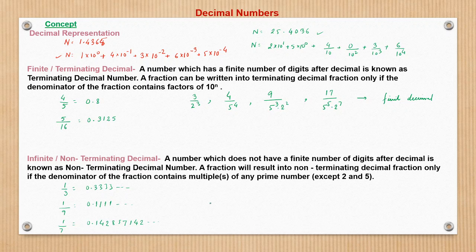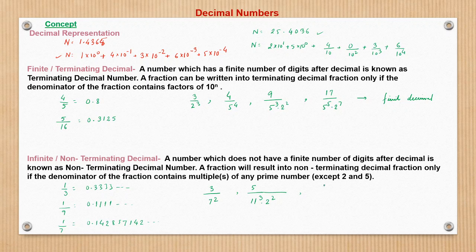However, if in the denominator there are powers of other prime numbers, say suppose it is 3 raised to power 7 square, it will be an infinite or non-terminating decimal. If it is 5 raised to power 5 upon 11 raised to power 3 into 2 raised to power 2, here though there is a power of 2, it will not be terminating because it also has a power of 11, a prime number different from 2 and 5. So this will also be non-terminating.